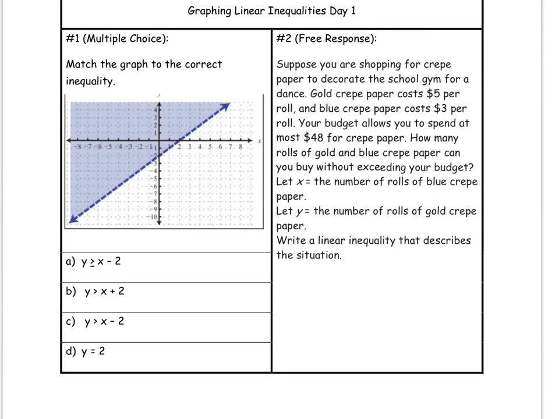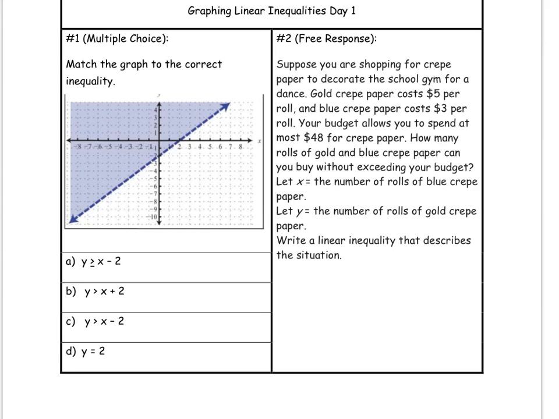Okay, now it's your turn to answer the video questions. Multiple choice question number 1, match the graph to the correct inequality. Look at the boundary line. Is it solid or dotted? What does that mean for our inequality symbol? And look at where it is shaded. Is it above the line or below the line? And what does our inequality symbol tell us about the shading?